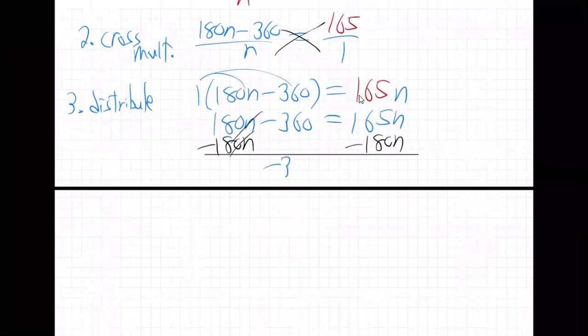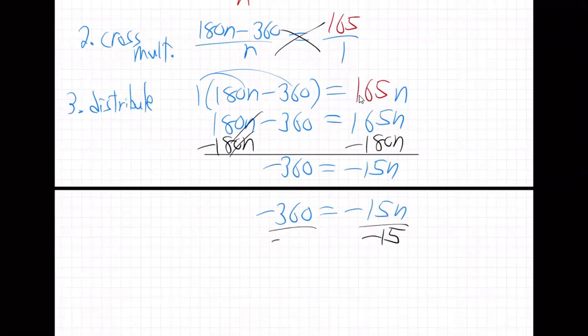So a little fancy algebra here. Minus 15n. Let me bring it down here. Minus 15n equals minus 360. And then last step, just divide by that minus 15. Boom, boom. n equals, choose your calculator. I'm going to use mine. I'm getting 24. So that must be a 24-sided polygon.